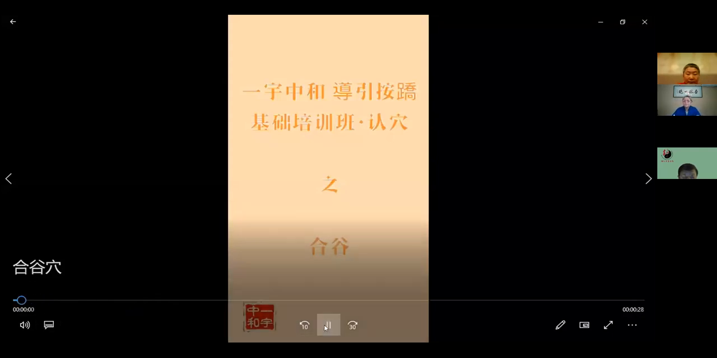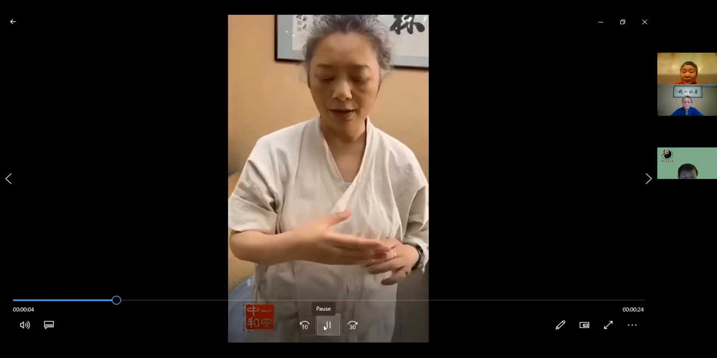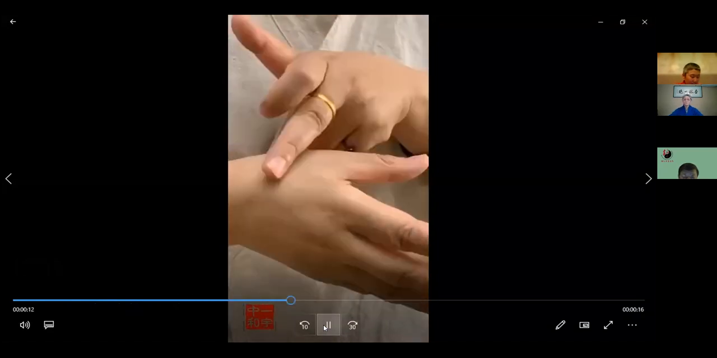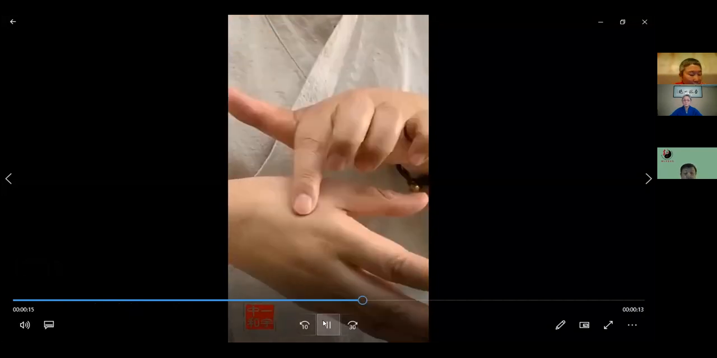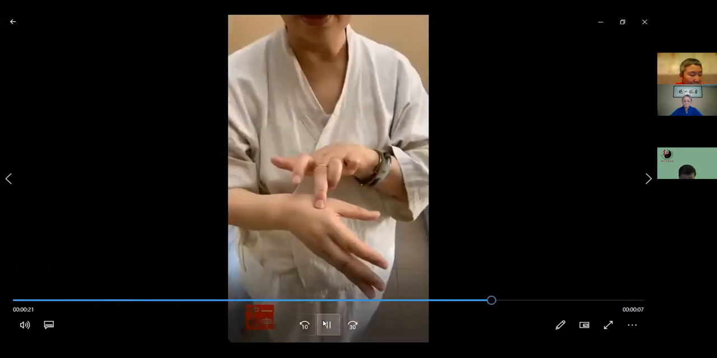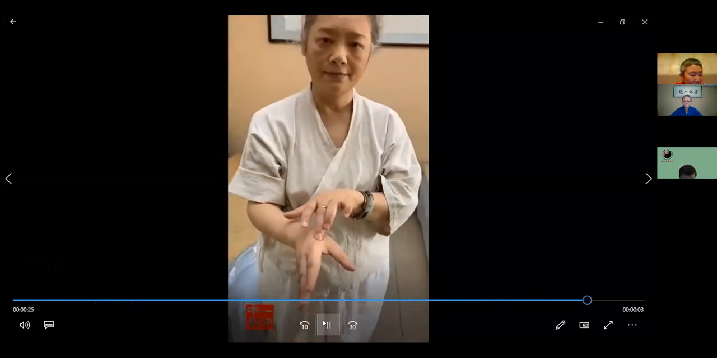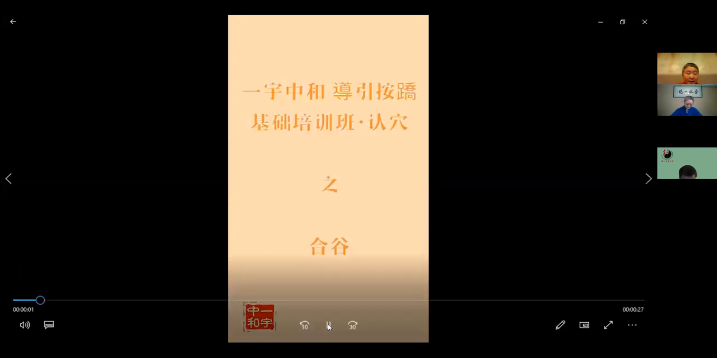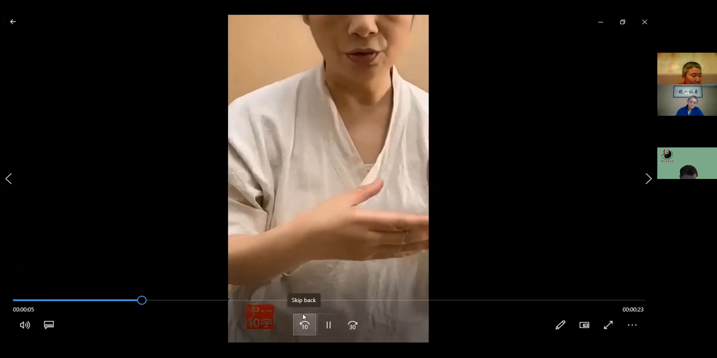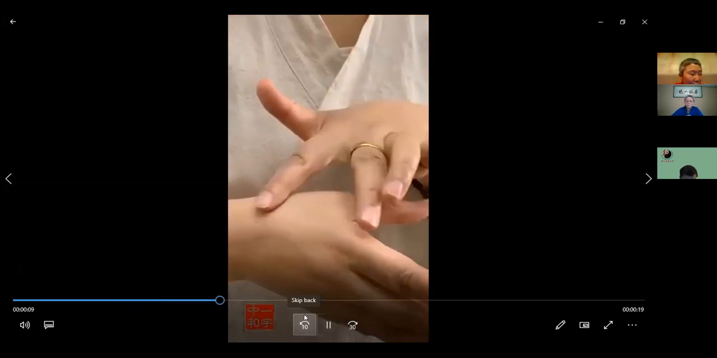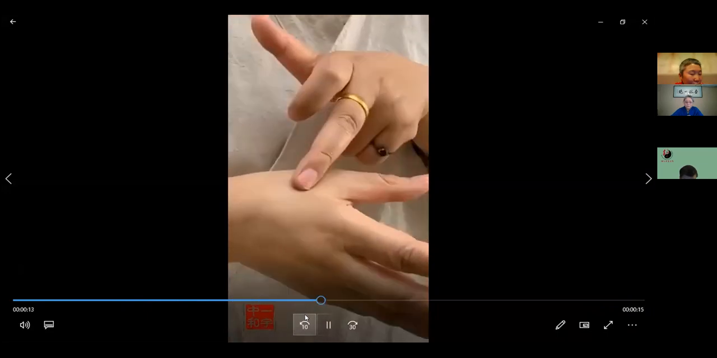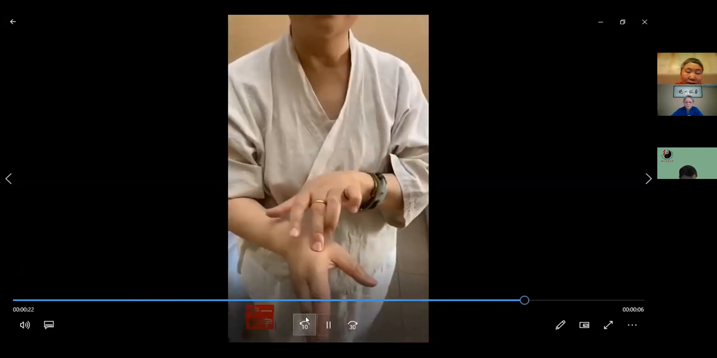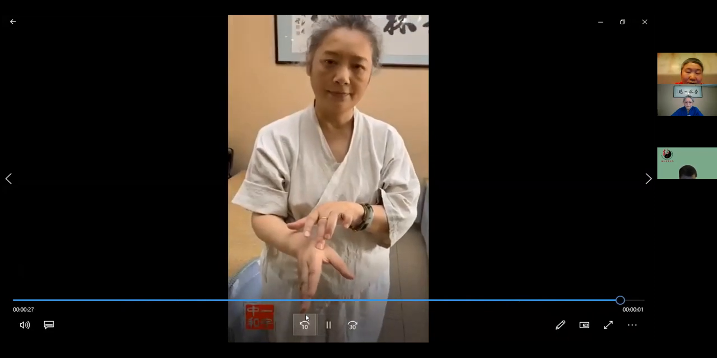Sorry, okay, this is Hegu. The location is on the back of the hand, between the first and the second metacarpal bones, at the midpoint of the radial side of the second metacarpal bone. On the back of the hand between the first and the second metacarpal bone, at the middle point of the lateral side of the second metacarpal bone, this is the Hegu point, which is slightly different from the traditional Hegu point we choose when we do acupuncture.